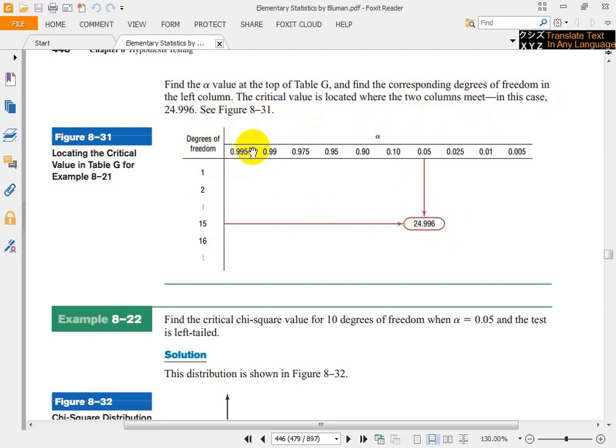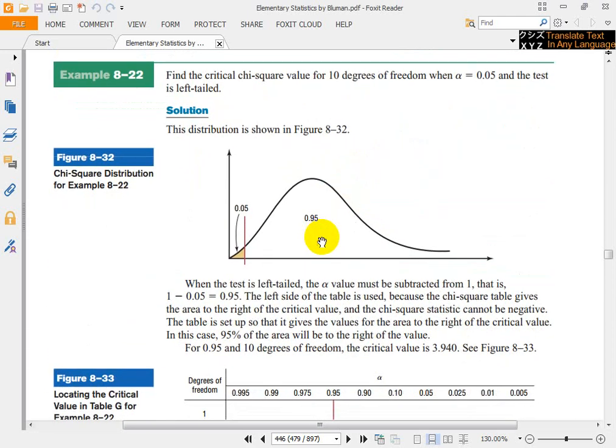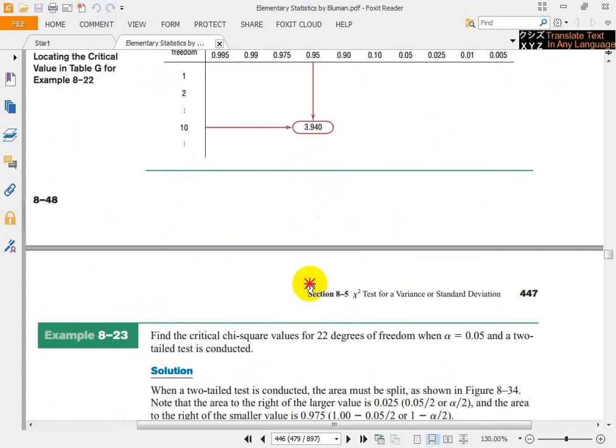See this figure 8.31. 0.05 is the respective alpha value and 15 is the degrees of freedom. We are getting 24.996, that is the respective value there. Now in the next case, degrees of freedom is equal to 10, alpha is equal to 0.05 and the test is left-tailed. So here we will be having 0.95 and 0.05. We are getting this particular value accordingly. It's quite simple to get the value from there.